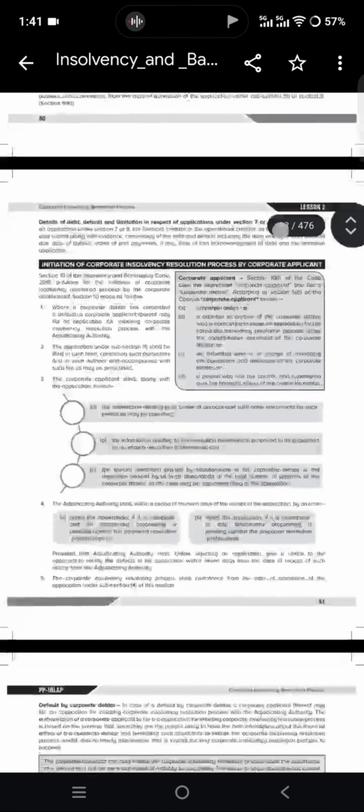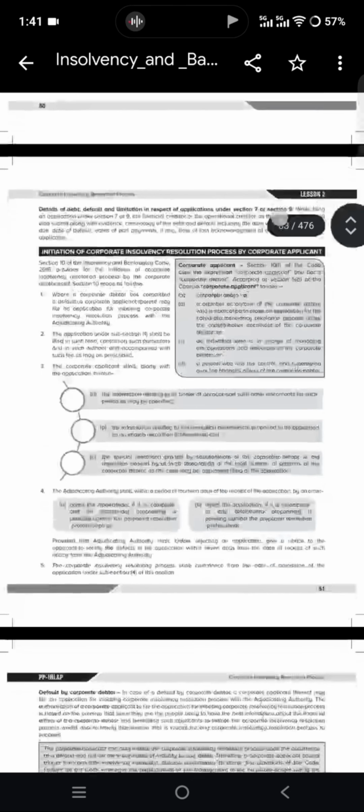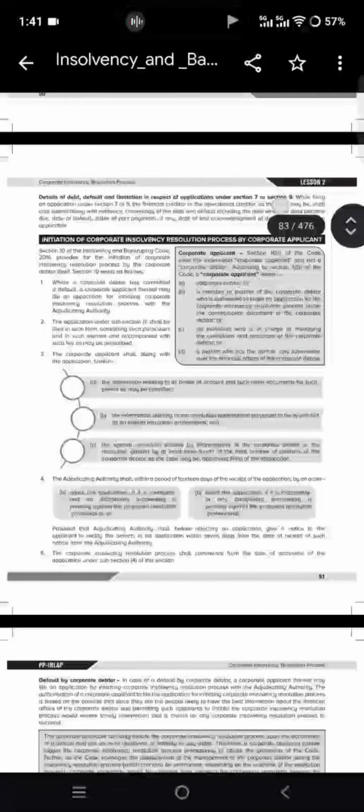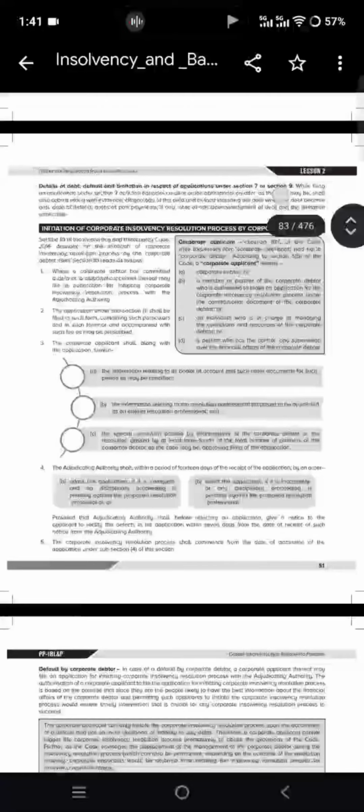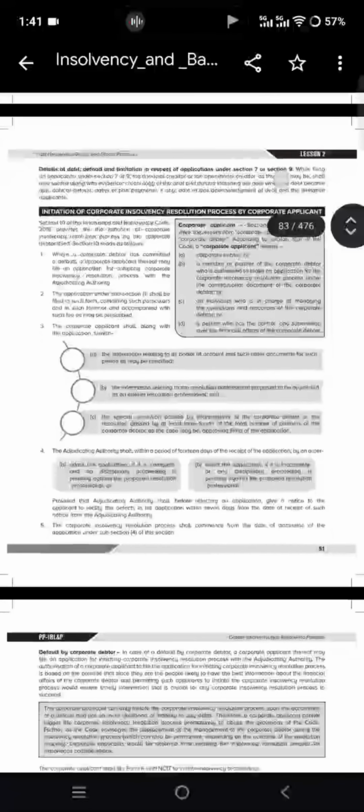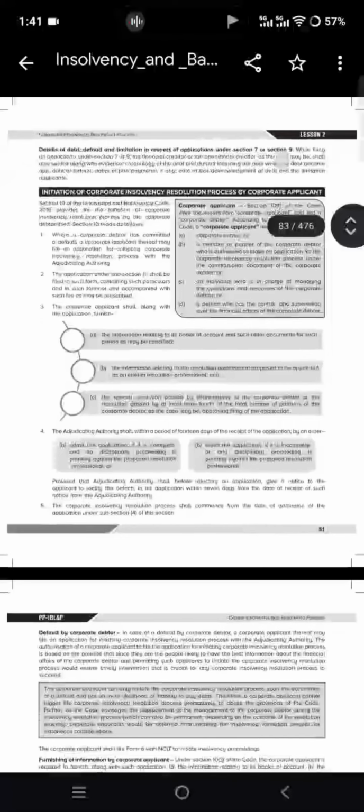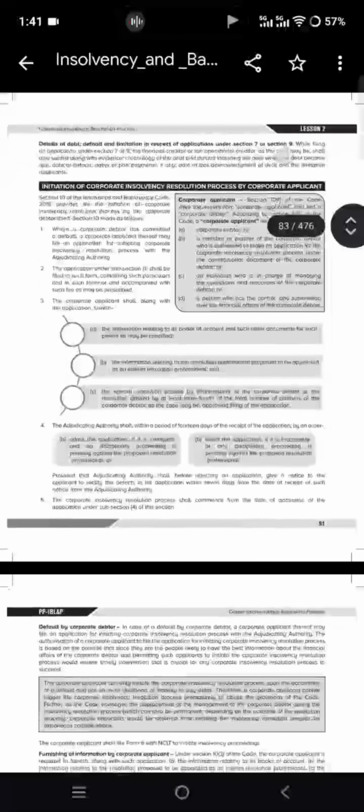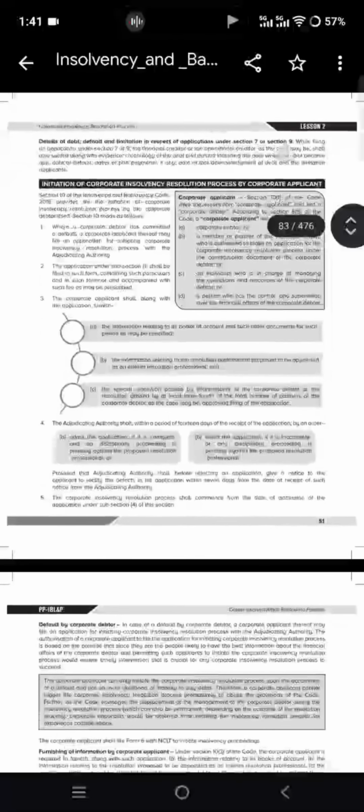The CIRP shall commence from the date of admission, that is, the insolvency commencement date, ICD. Application by operational creditor before NCLT. Section 9 clause 1 of the Code provides that if the OC does not receive either the payment of a debt or notice of existence of the dispute in relation to the debt claim from the corporate debtor within a period of 10 days from the date of receipt of the invoice or demand notice under Section 8, he can file an application with the NCLT, initiating the insolvency resolution process under Section 9.